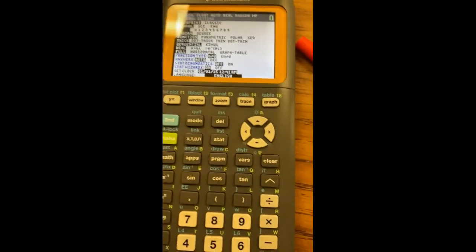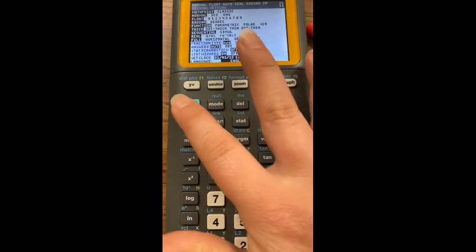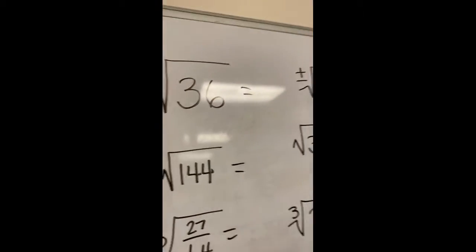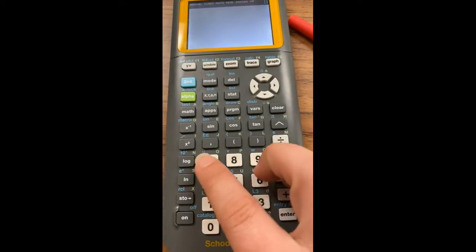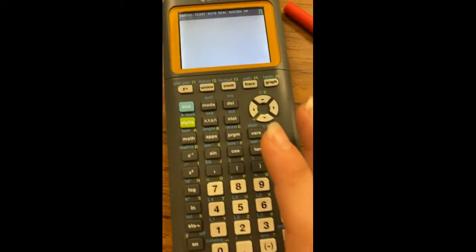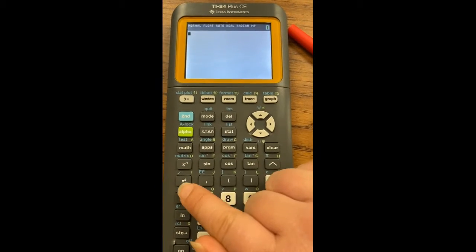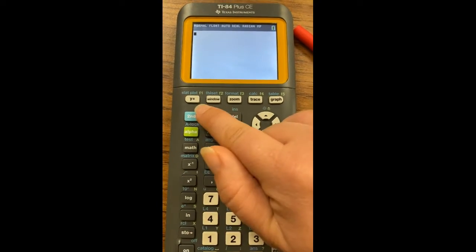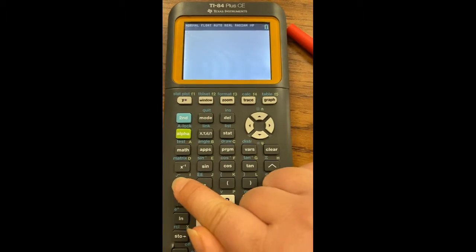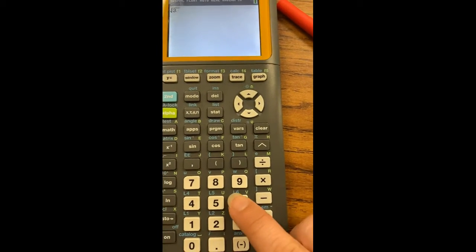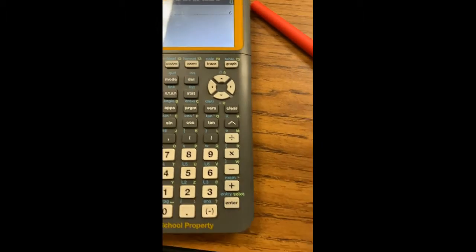All right, let's start with our first one. Let me make sure I have enter, and then I'm going to do second, quit. Okay, our first one is the square root of 36. That's super easy. We all know the square root of 36 is 6, because 6 times 6 is 36, but I'm going to show you how to use your square root. Here's my square root right here. So I'm going to hit the blue and hit square root, and then I'm just going to type in 36 and enter, and it's 6, okay?